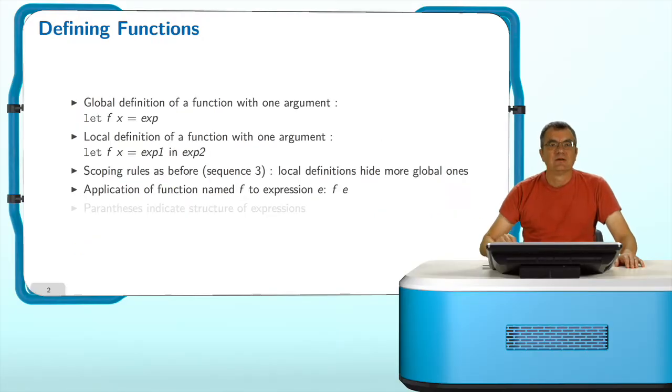As we have seen already, you write a function application just by writing its name followed by the expression which gives the value of its actual parameter, and you just have to use parentheses if it is necessary to indicate the structure of expressions.